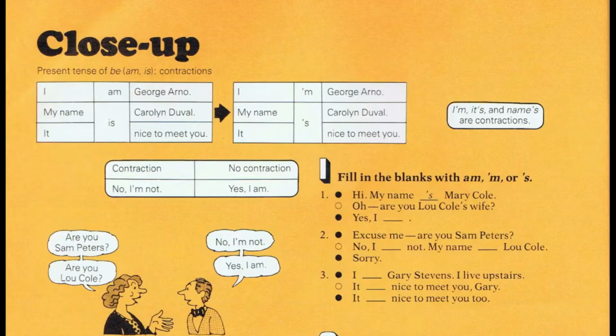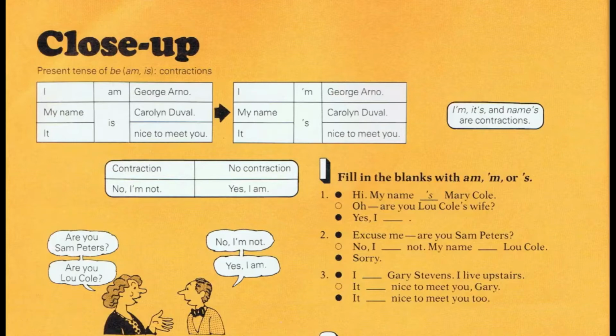Now, exercise 1 says fill in the blanks with apostrophe M or apostrophe S for contraction. It means sometimes we cannot have contractions, sometimes we can have contractions. So let's think about it for a short time. Think about it for about 2 minutes. Okay, now let's see what the answers are.